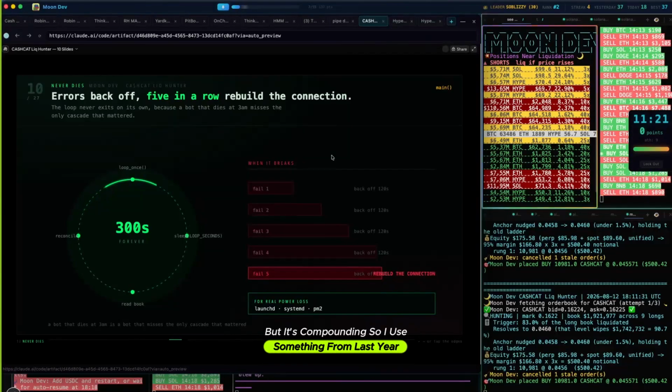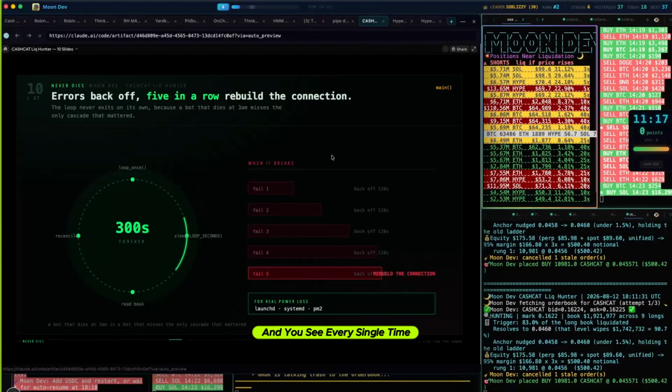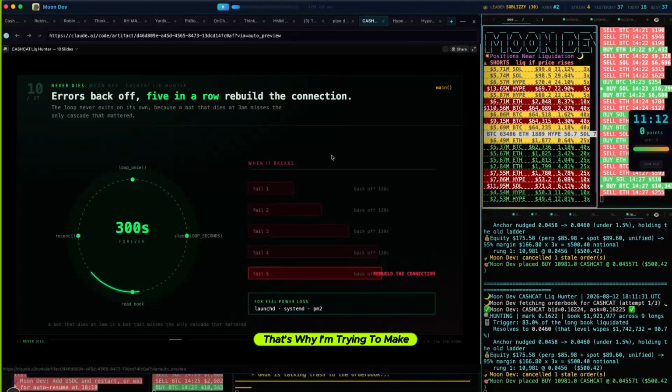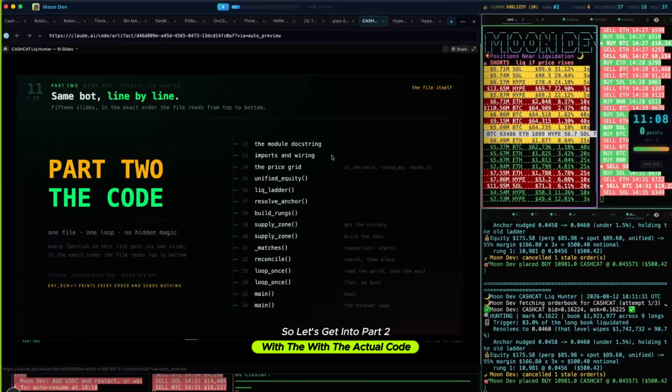So I use something from last year. I use something from the year before that. I use this function from last week. And you see every single time I launch a new bot, it becomes easier and easier and easier. That's why I'm trying to make this a little more presentable for you. So let's get into part two with the actual code.